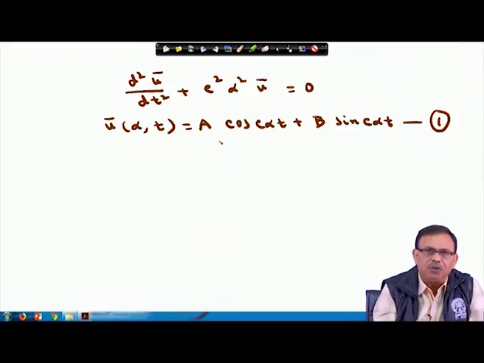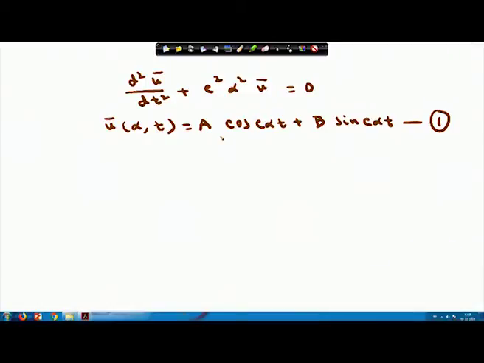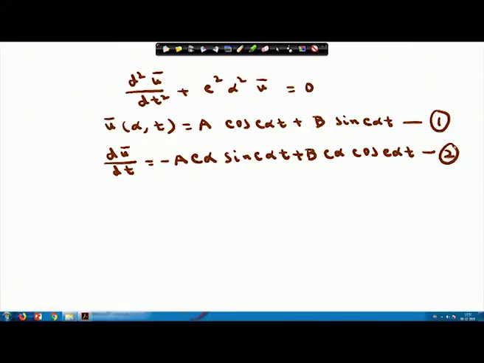Now, from here your job is first to find the values of the constants a and b. From here, d u bar dt, this I can find out. d u bar dt will be minus a into c alpha into sin of c alpha t plus b into c alpha into cos of c alpha t. So, I have these two equations 1 and 2. Now, we know that del u del t equals 0 at t equals 0. It is given to us.